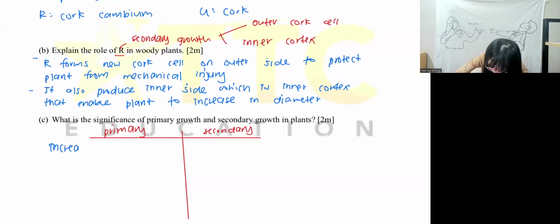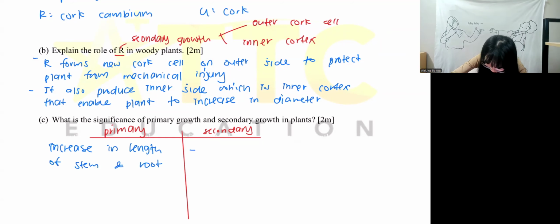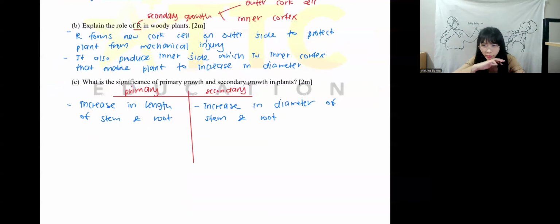This one increase in length of stem and root. This is increase in diameter of stem and root. Done? Ten of you done? Then we try the next question.